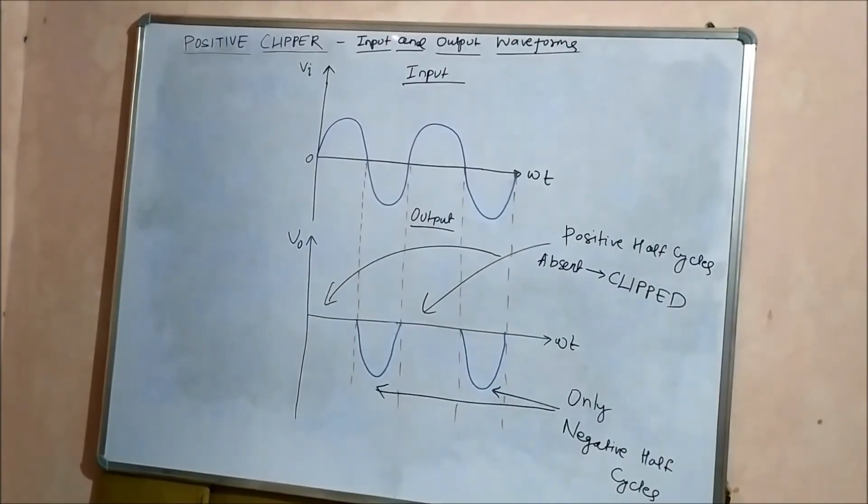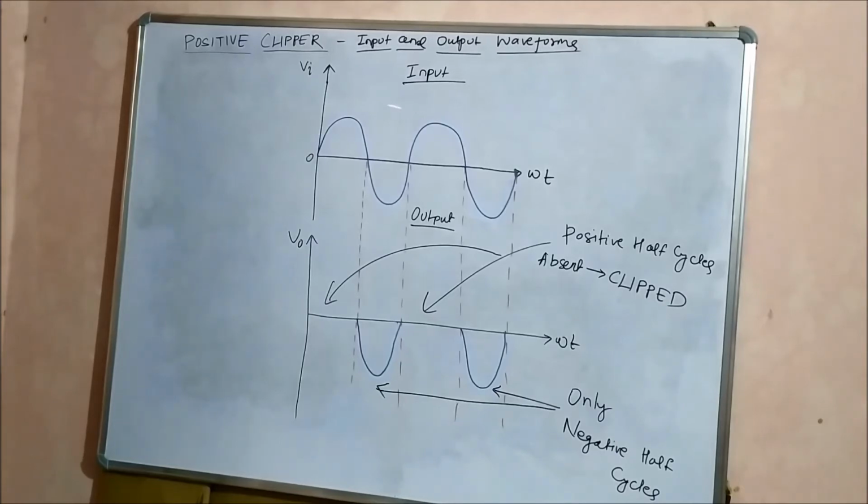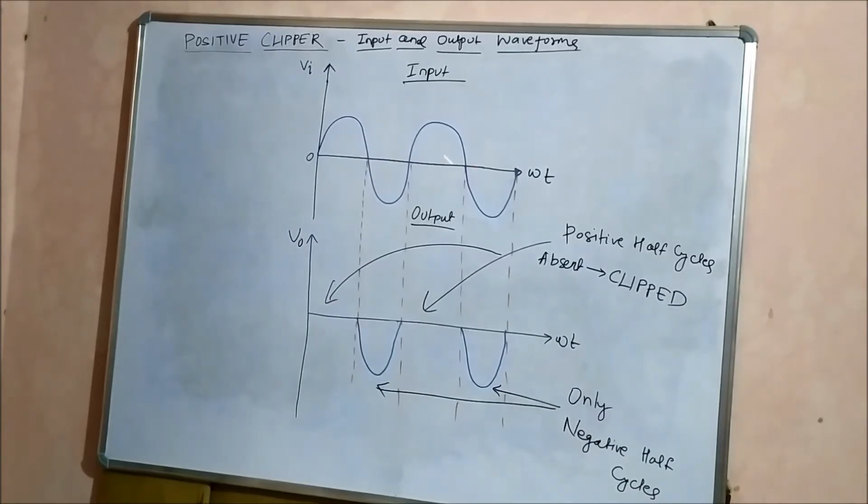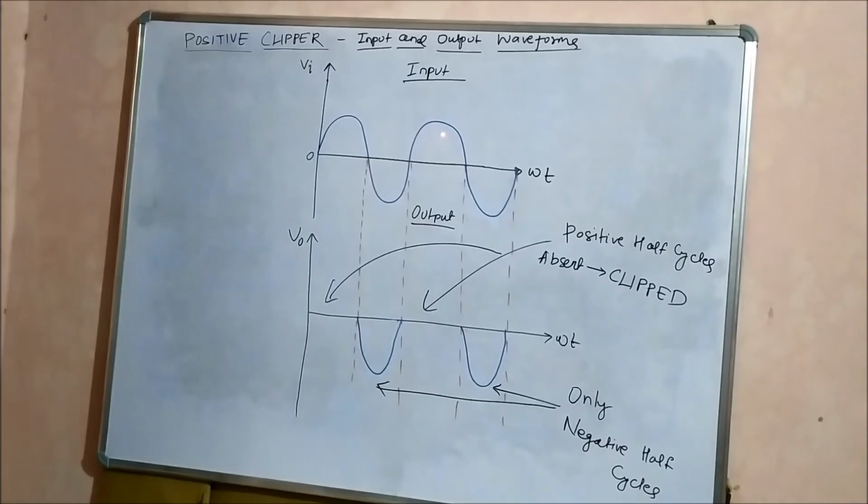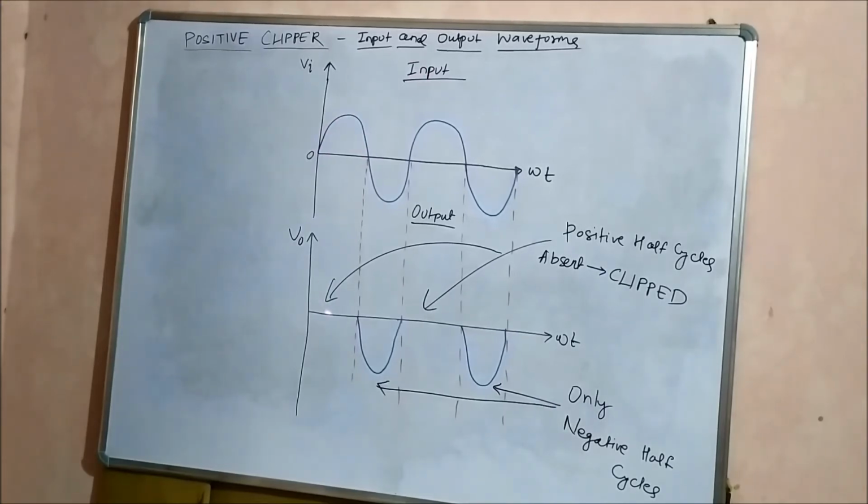So here is the input and output waveform comparison of the positive clipper circuit. This is the input signal, which is a normal AC signal or a sinusoidal signal, as you can see, consisting of both the positive and the negative half cycles. Now as you know, this is a positive clipper. It means the positive half cycles of the input AC signal are removed. So as you can see in the output, during the positive half cycle of the input, the output is 0, or the positive half cycle is absent.